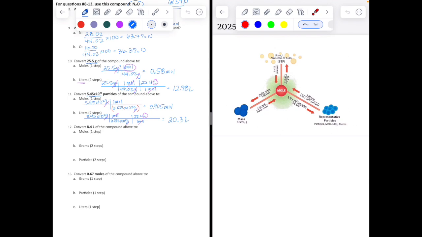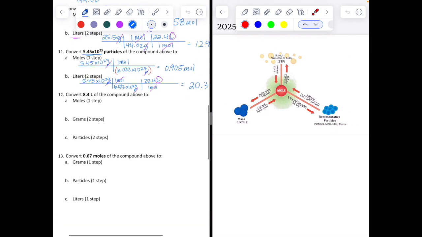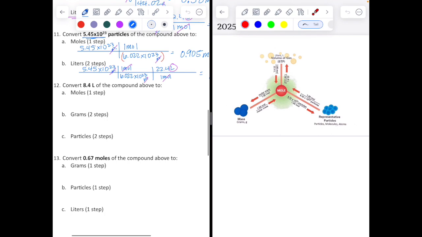So our first one is one step. We're going to go moles or liters to moles. So we're going to start with the number in the problem. So 8.4 liters. And like we said, over here, we're going to go from liters to moles. So we're going to set it up where we have 1 mole over 22.4 liters. 0.375.